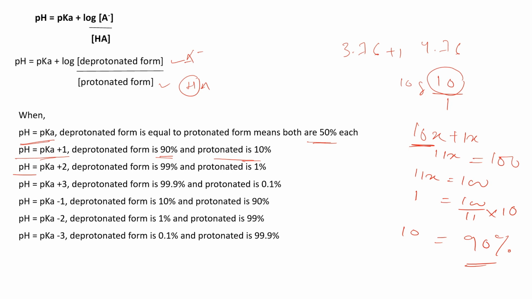If pH is 2 units more than pKa, deprotonated form is 99%, protonated form is 1%. If pH is 3 units more than pKa, deprotonated form is 99.9% and protonated form is 0.1%. If pH is 1 unit less than pKa, deprotonated form is 10%, protonated is 90%. Reverse of what it is if 1 unit more. pH 2 units less than pKa, deprotonated is 1%, protonated 99%. If pH is 3 units less, deprotonated is 0.1% and protonated is 99.9%.